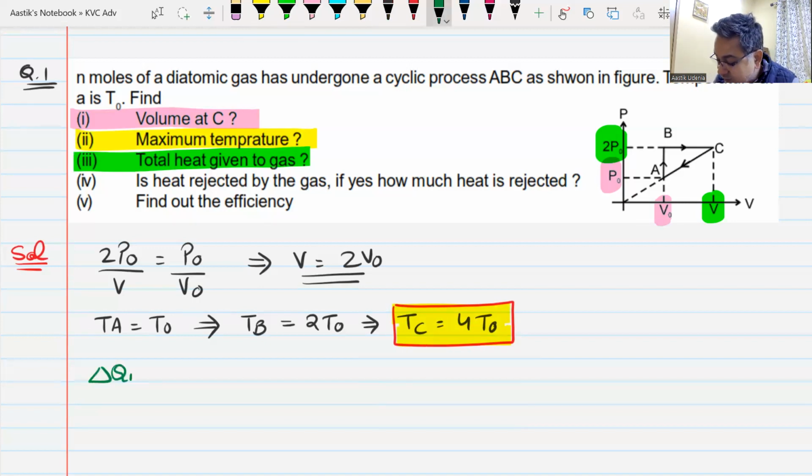Delta Q net will be equal to delta W net. Yes or no? Yes, sir. That is nothing but the area under the graph. How much is the area under that graph? It is half P naught into V naught. Yes or no? Yes, sir.